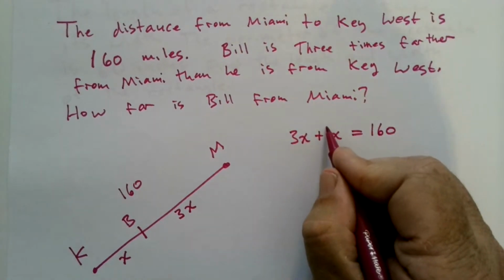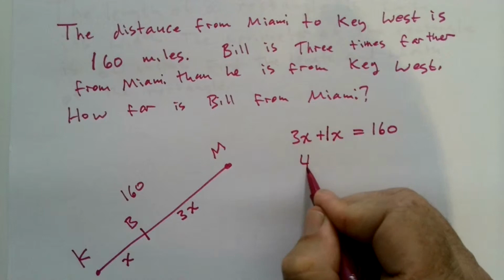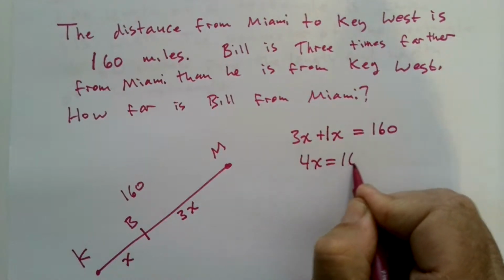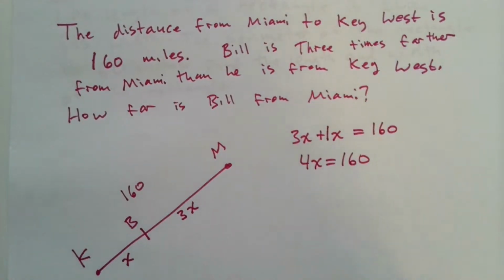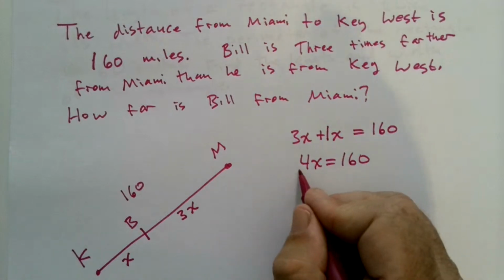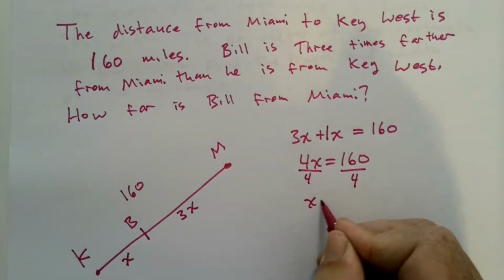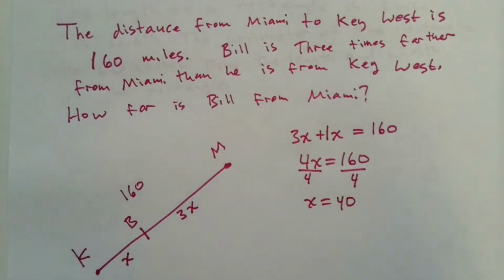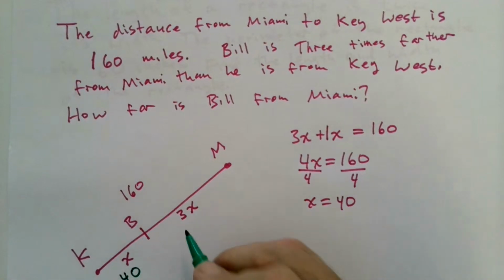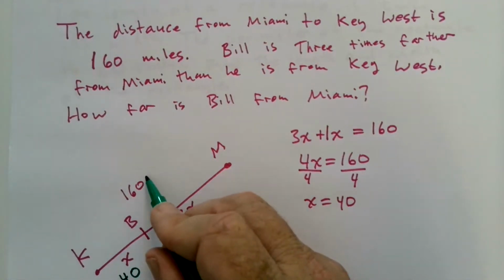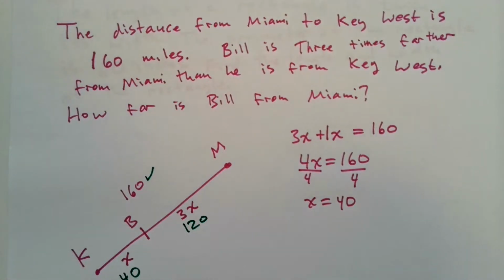Now that's 3x plus 1x, which will give me 4x is 160. We're going to divide both sides by 4. Divide by 4, divide by 4, and I get x is 40. So looking at this, 40 miles is x, so I'll put a 40 here. And 3x, 3 times 40 would be 120. So a nice little check in terms of 40 and 120.